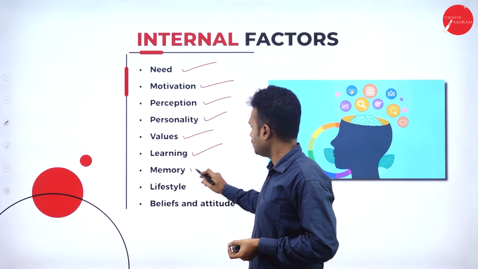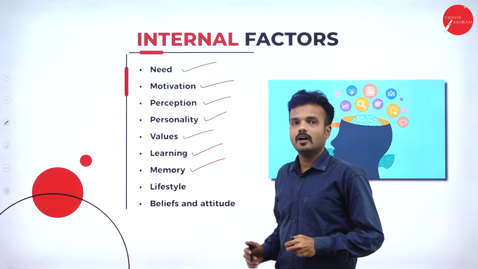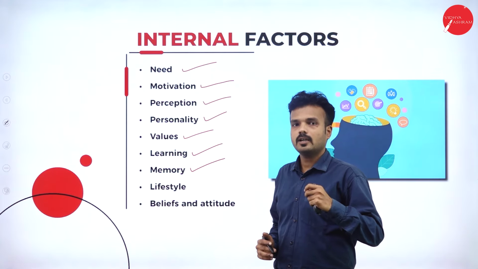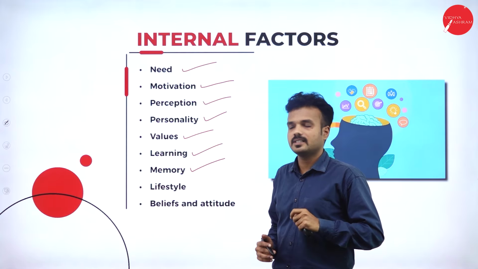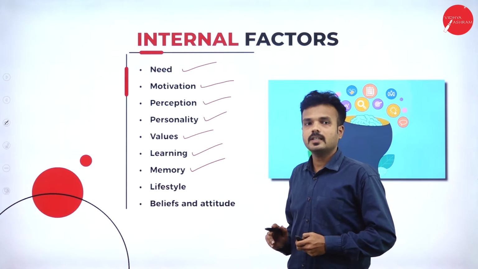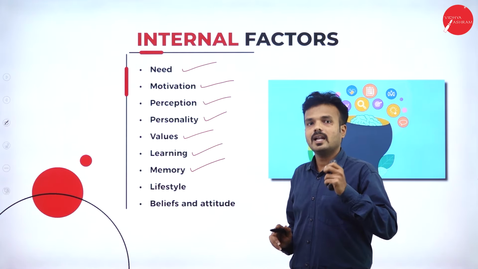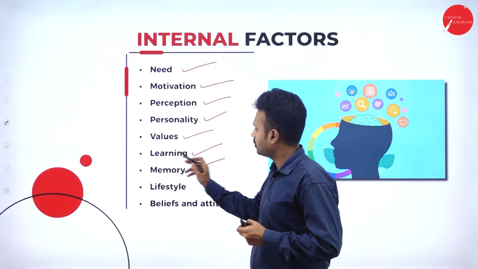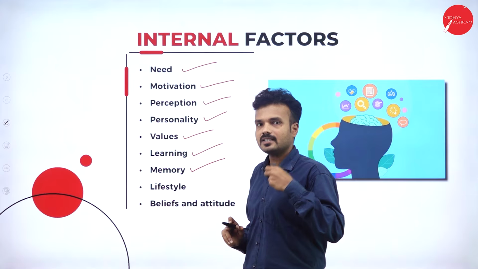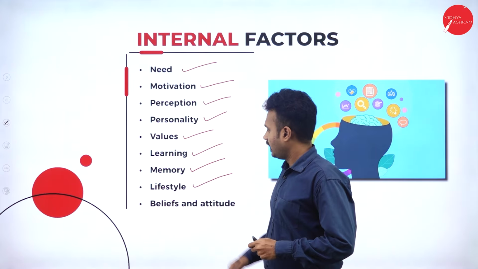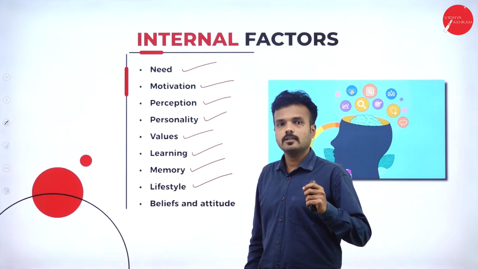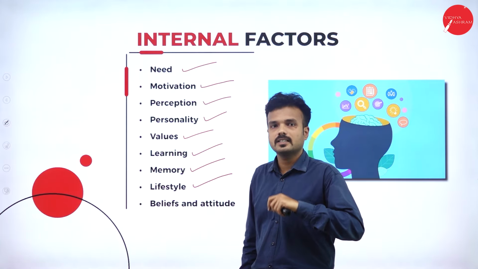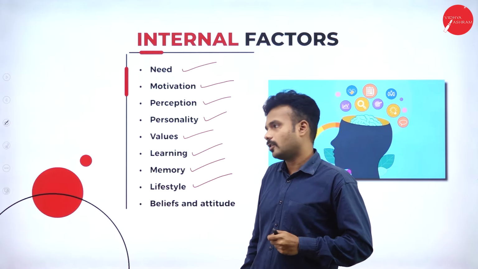The next one is the memory. Memory is all about the ability of the individuals to recall the information. It is the ability of the individuals to recall and retain the information that he can store, he can use when it is required. Lifestyle. Lifestyle is nothing but the pattern of living of the individuals. Based on their lifestyles, the individual can purchase the product.